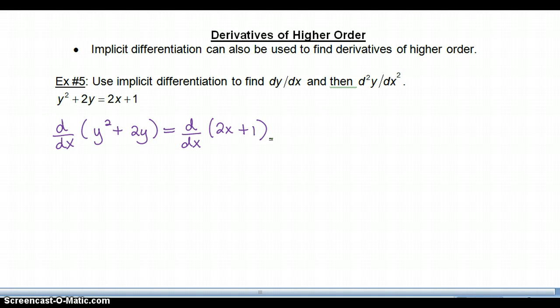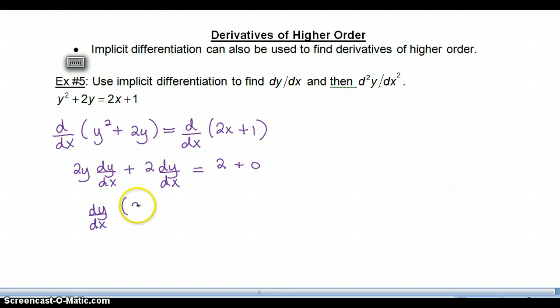So we have 2y dy/dx plus 2 dy/dx on the right side. Because this is the same variable, we have just 2, and then that will be a plus 0. We don't need to put the plus 0, but I'll put it in there. So what will be the next step? Factor out your dy/dx. Okay, so I can factor out the dy/dx, and I get (2y + 2) dy/dx equals 2.